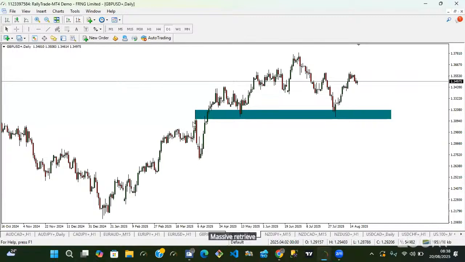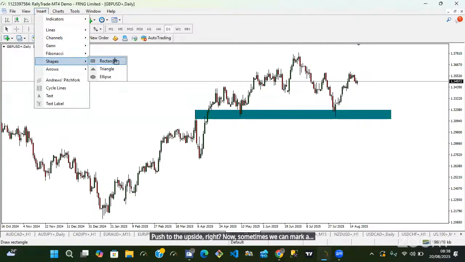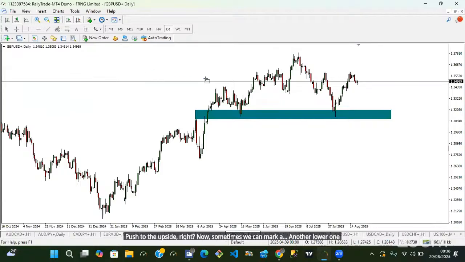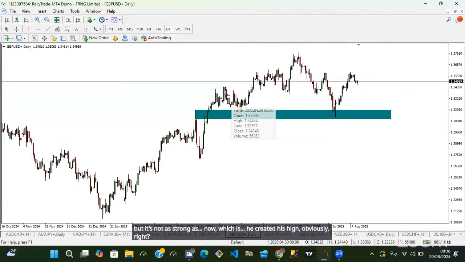I'm looking for areas with massive retracement, which is here. Then finally broken, I mark the high. You can see price did a retest and push to the upside, right? Now, sometimes we can mark another lower one, but it is not as strong as the one which created this high, obviously, right? Because there was still this retracement.